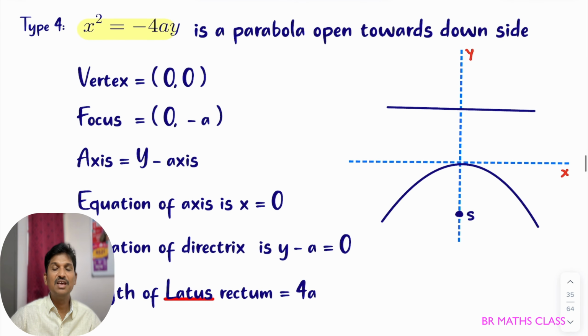And last one is x square equal to minus 4ay, a parabola open towards downward direction. What is its vertex, what is its focus, all those things we learn. With a little bit of practice, you can understand all these things very easily. If you are good in all these 4 types of parabolas and their formulas, exercise problems are very easy. Believe me, very easy, right?